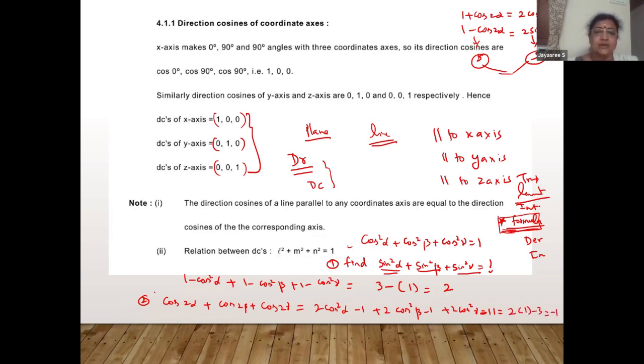So these are the two sums which come in the examination using this particular concept: cos square alpha plus cos square beta plus cos square gamma is equal to 1. So this is the part.